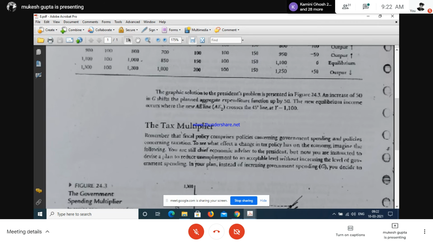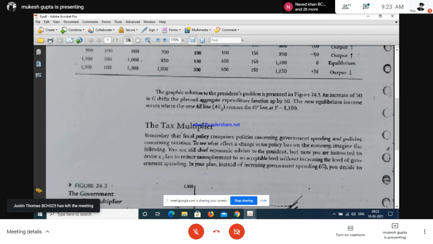Now the income will increase by 5 times with the government expenditure. So that is the government expenditure multiplier, and this is the mechanism of how the government expenditure multiplier works. There are two tools of fiscal policy: government expenditure, and the other is tax. Increasing tax has just a negative effect on the level of income, because it will affect the disposable income, decreasing the disposable income.